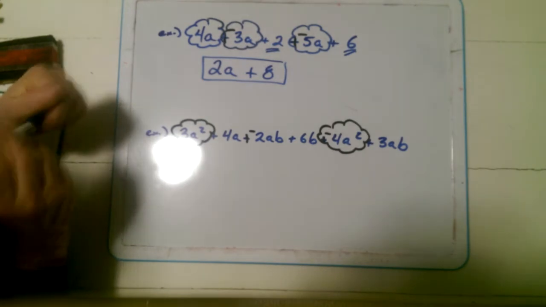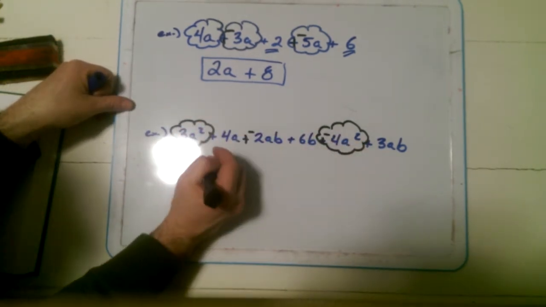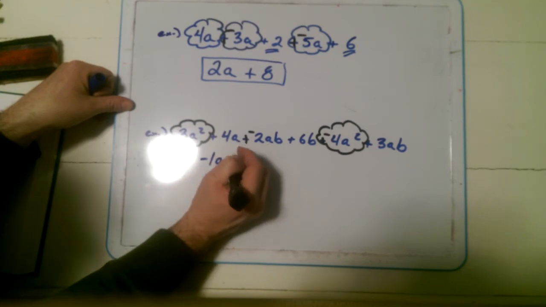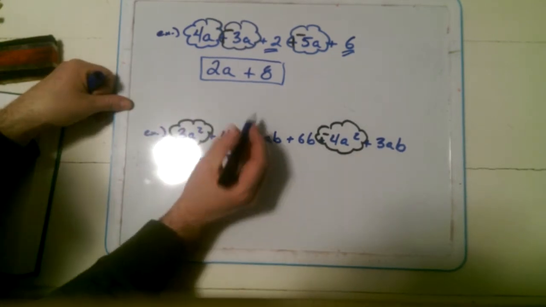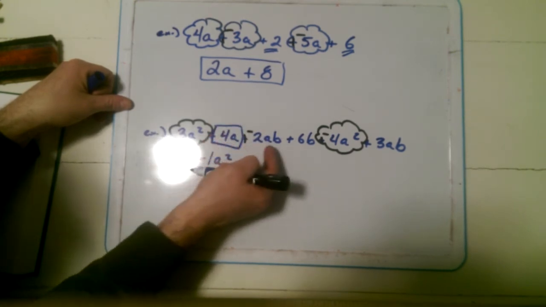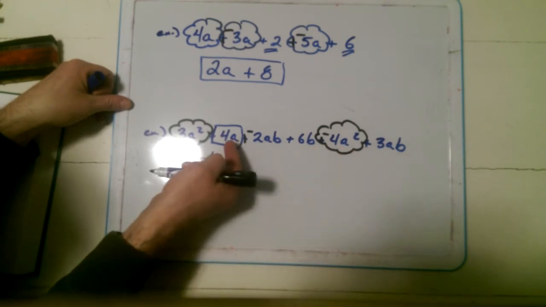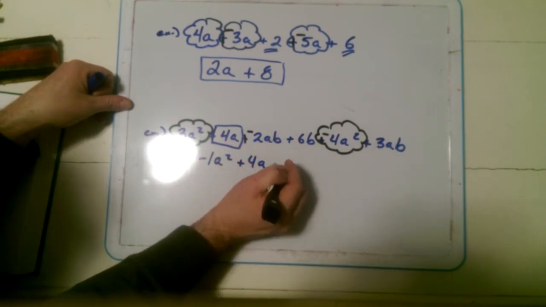When we look at those two, 3a squared and -4a squared, well 3 and -4 gives us -1, and that'll be -1a squared. We look at our a's, and we say, is there any other one with an a in it? And we'll notice that none of them have a. And so the next one will just be 4a.